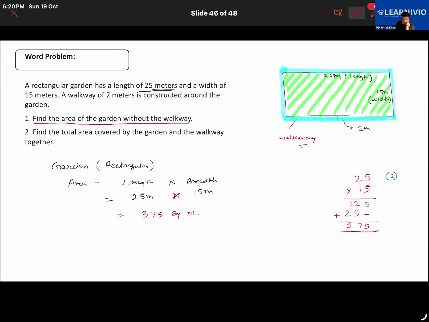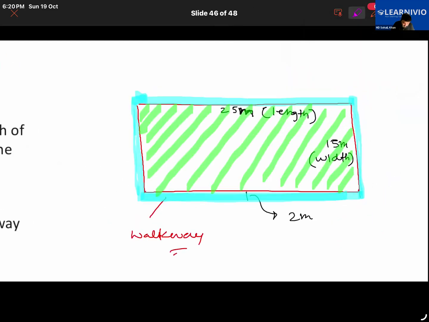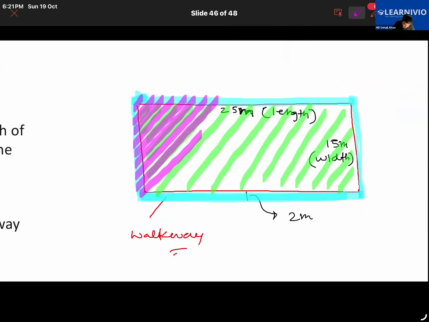Next question says find the total area covered by the garden and the walkway. Total area means this much area, right? Including the garden as well as the walkway. But the new length and breadth is not given here. We need to find it out.